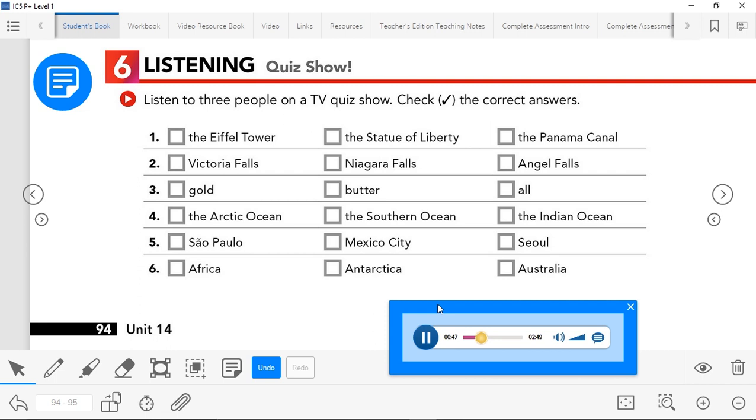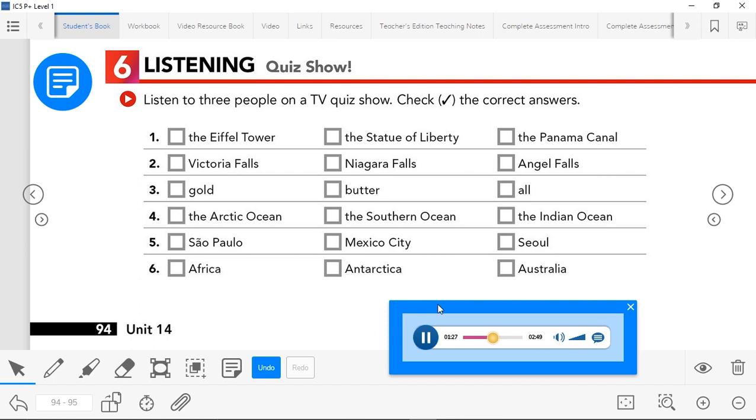Question number 2. What is the tallest waterfall in the world? Is it Niagara Falls, Angel Falls, or Victoria Falls? Rachel. Angel Falls is the highest. It's over 1,000 meters high. That's right. Question number 3. Which is the heaviest? A pound of gold, a pound of butter, or a pound of feathers? Andrew? They all weigh the same. Yes!